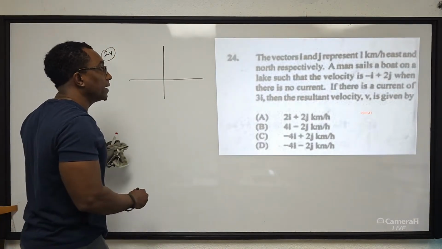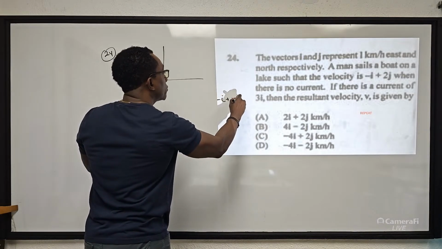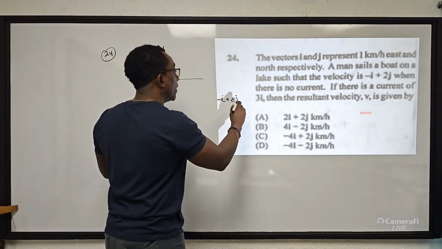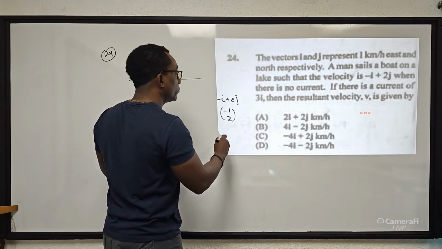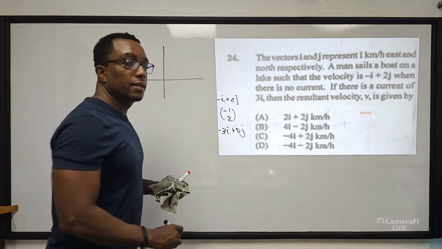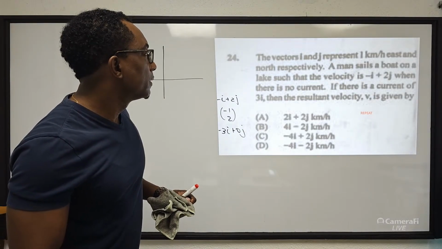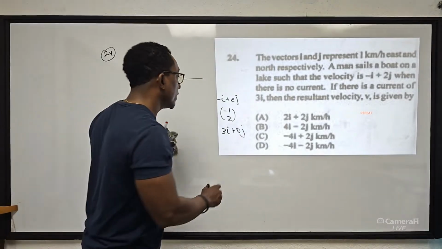So we're going to have here negative i plus 2j. Negative i plus 2j is the same as negative 1, 2. You can write it as negative 1, 2. And the current, 3i, is 3i plus 0j, and we can write it as 3, 0.